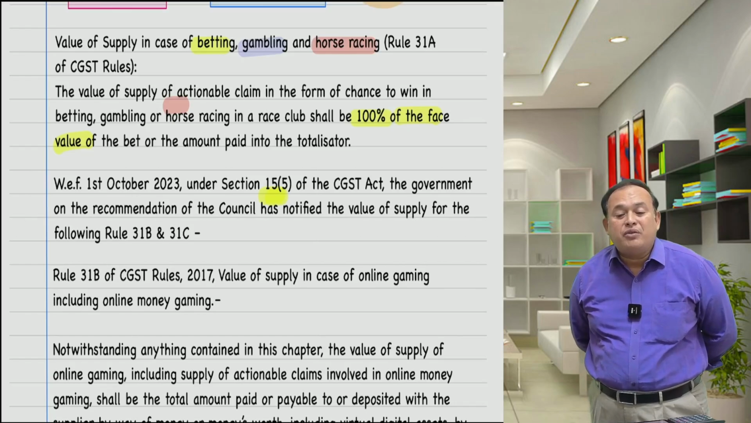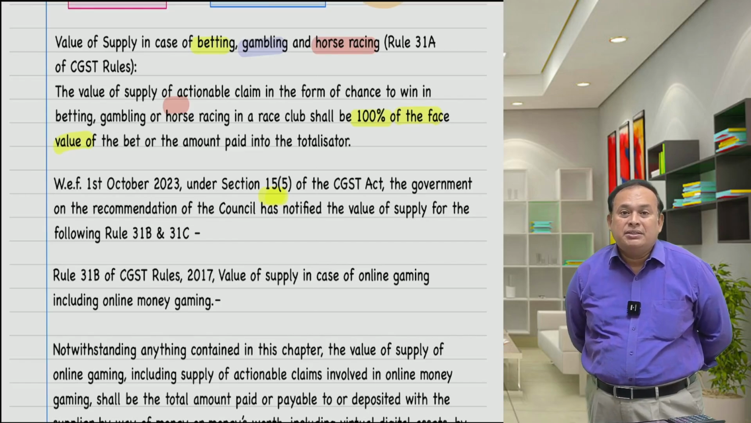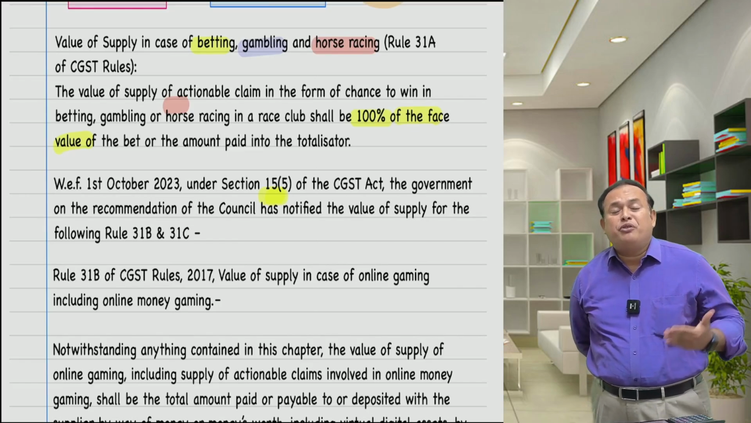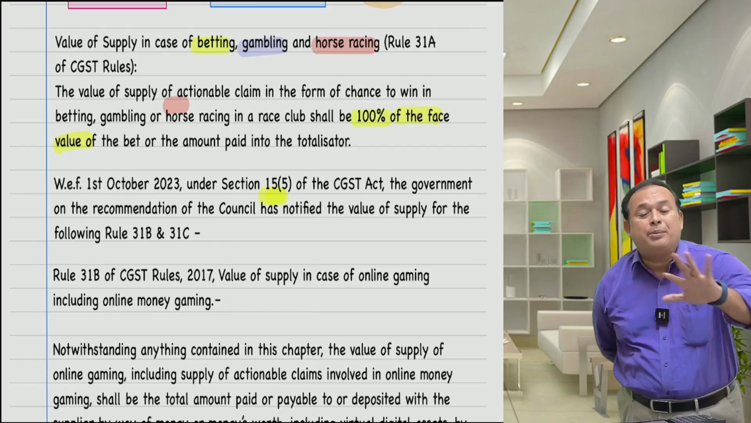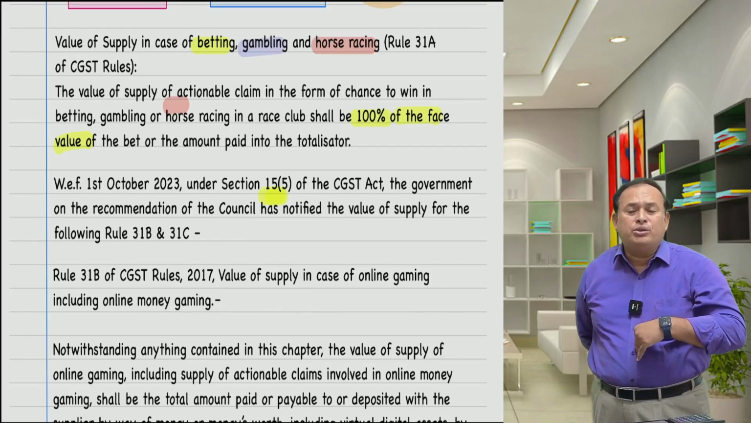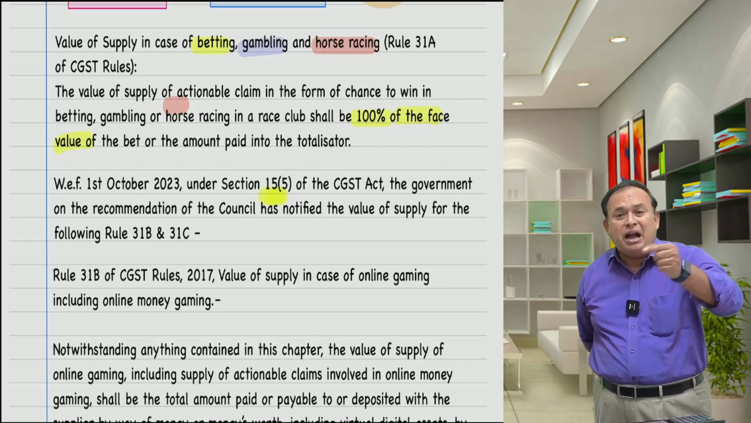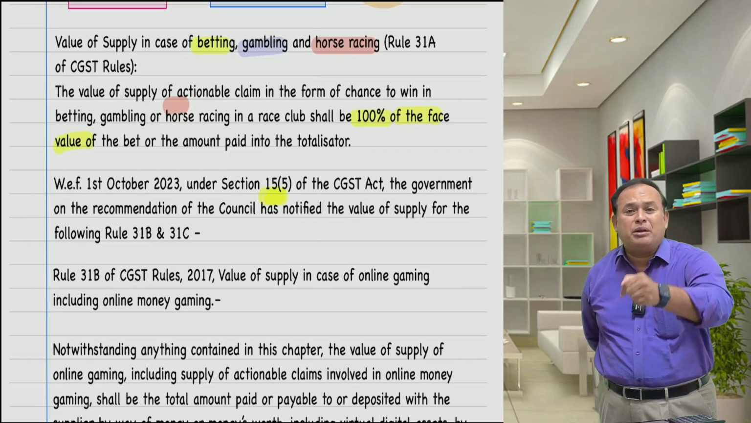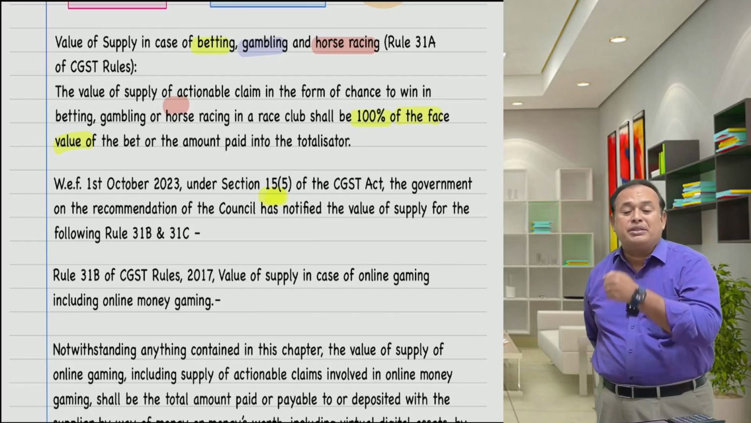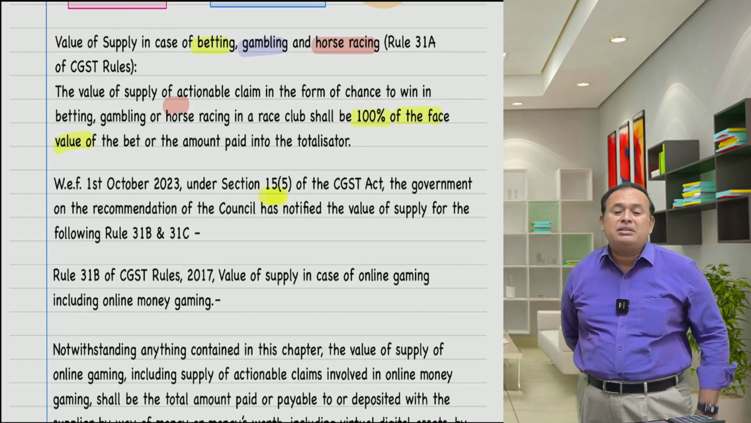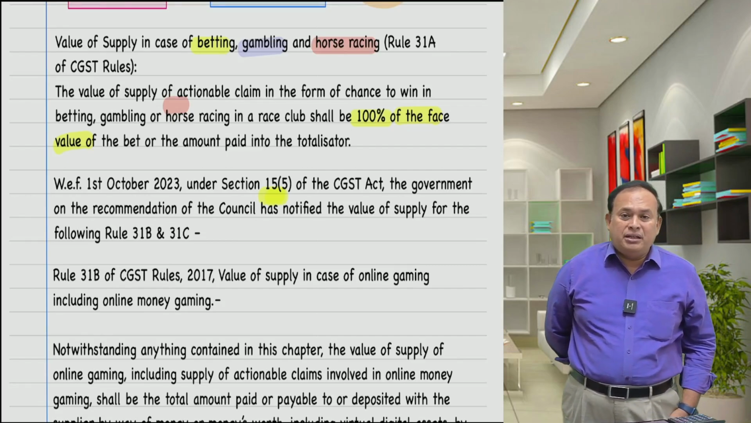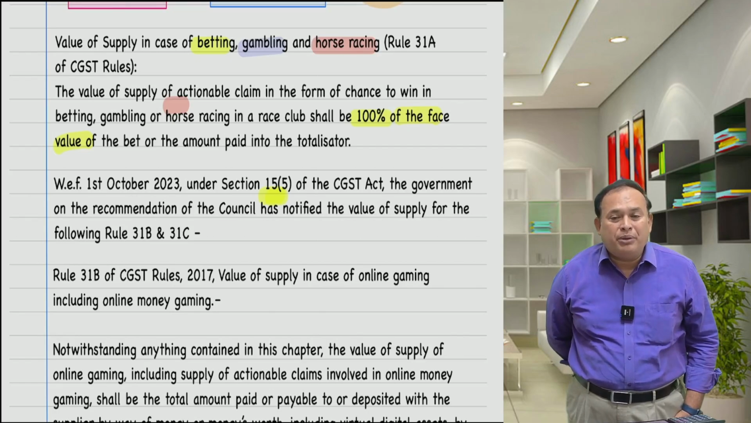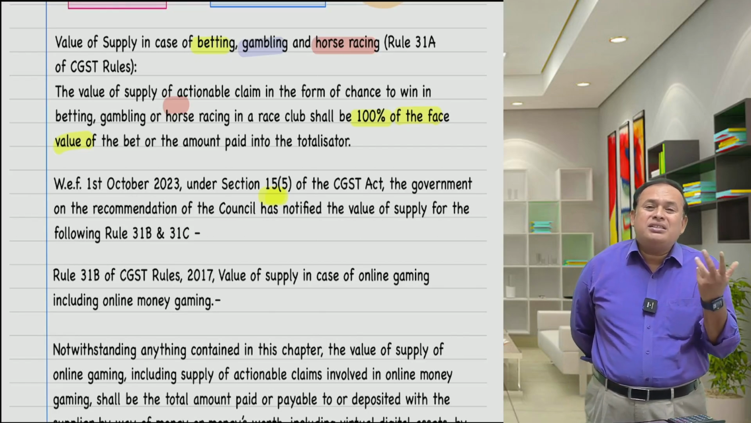Rule number 31B, a new rule, has been inserted. Before 1st October 2023, it was only rule number 31A, then you go to rule number 32. But now, after rule 31A comes rule 31B, and thereafter rule 31C. Two rules have been added because two things are added now. In case of online money gaming, rule number 31B arrives at the value. How is the value arrived at?